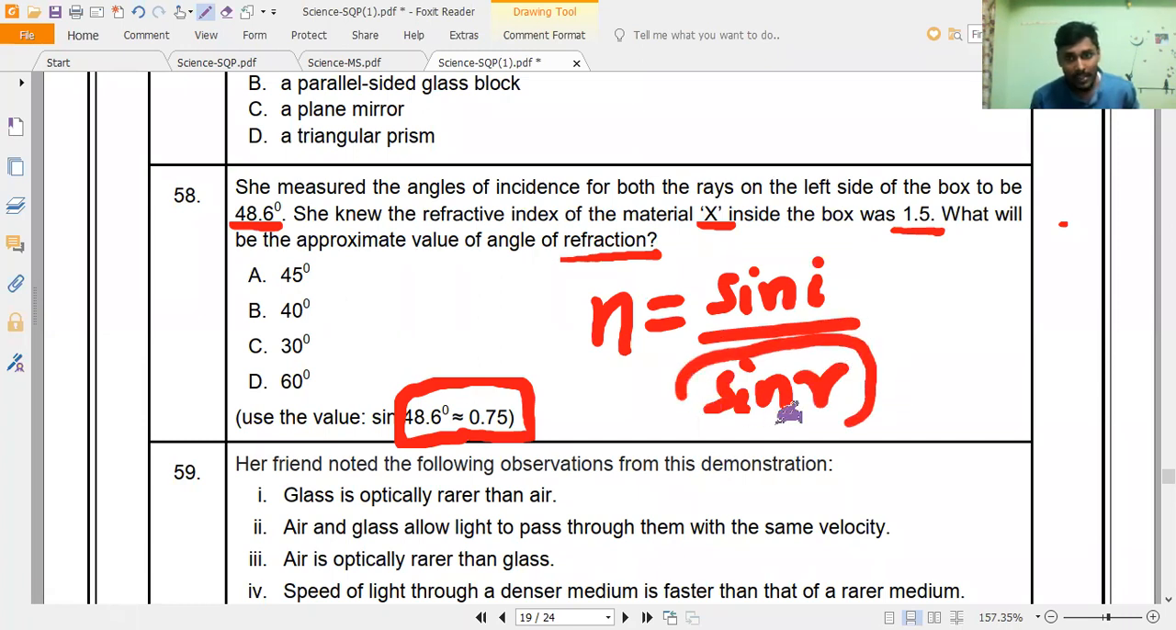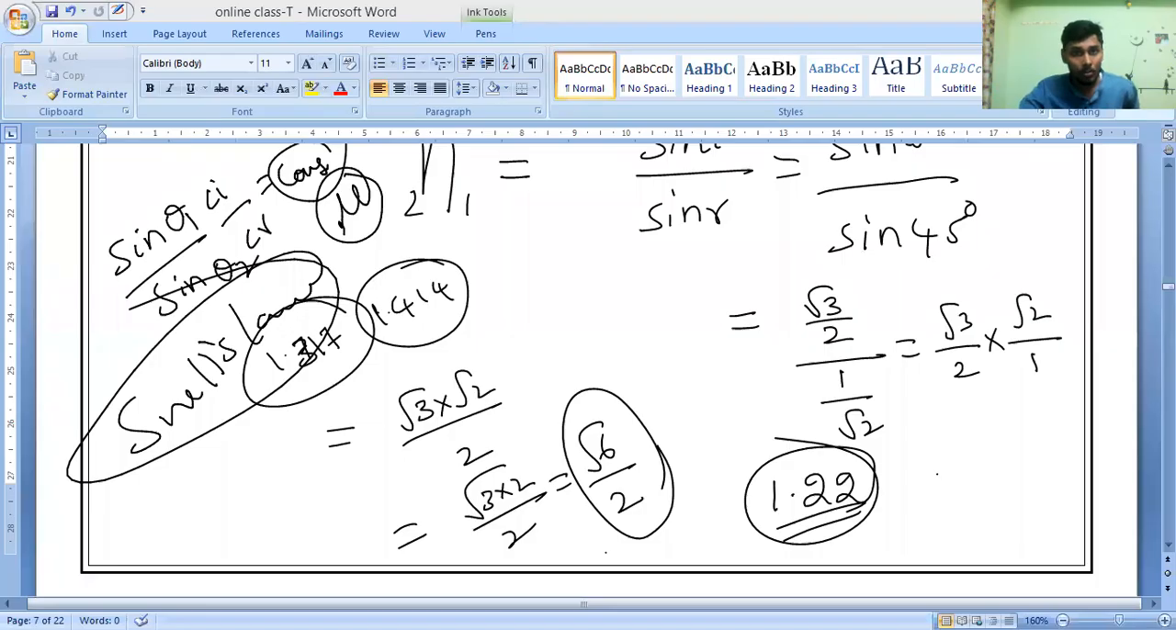They are asking us to calculate sin r, and sin i they have given. Sin i value is 48.6, so we will go here with 48.6. Please tell me the values.